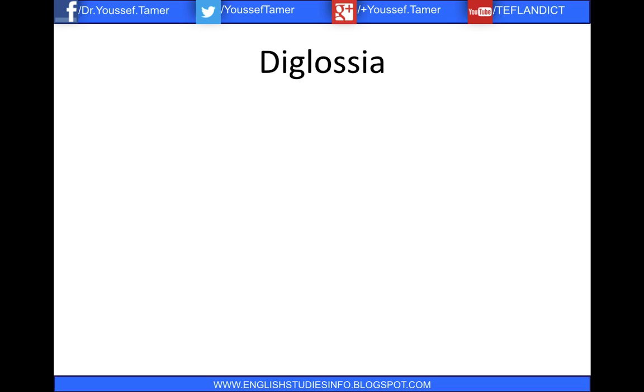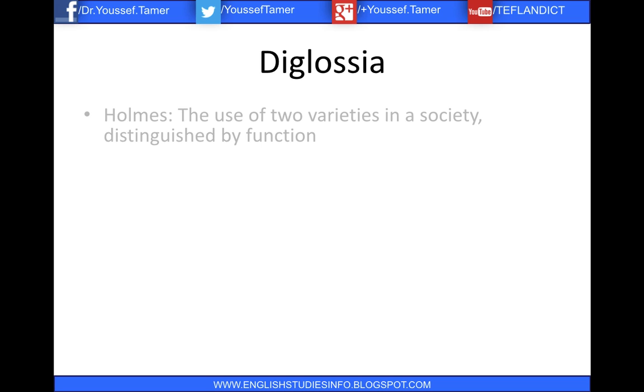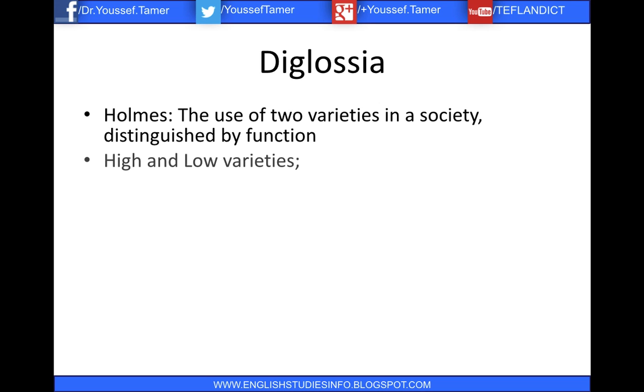So he said that Standard Arabic, he refers to it as the high variety. Why? Because it's used in high contexts, formal contexts, etc. While Moroccan Arabic, he refers to it as the low variety because it's used in informal situations, in informal discussions between friends and so on. So that's diglossia. And the name of the guy is Ferguson.